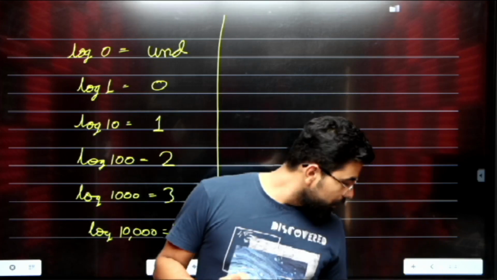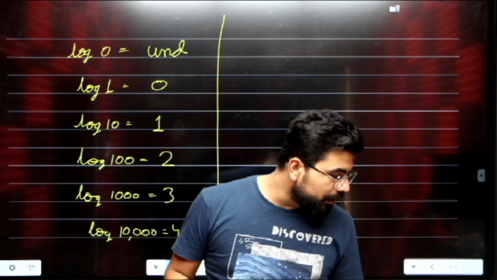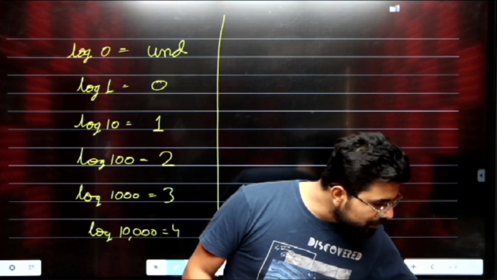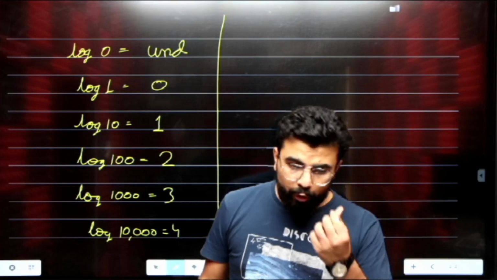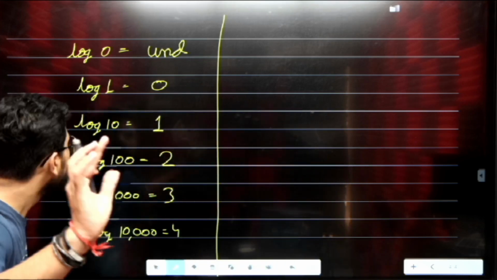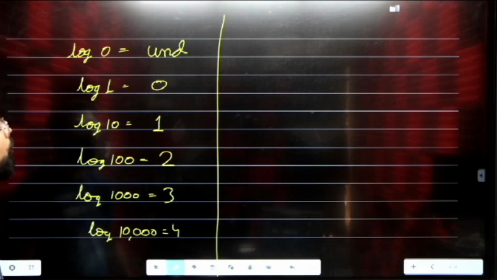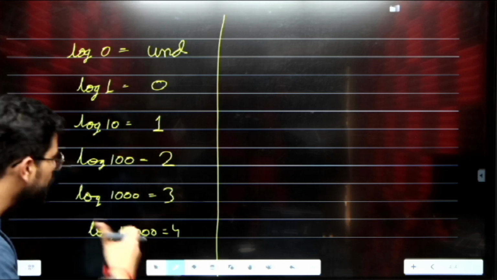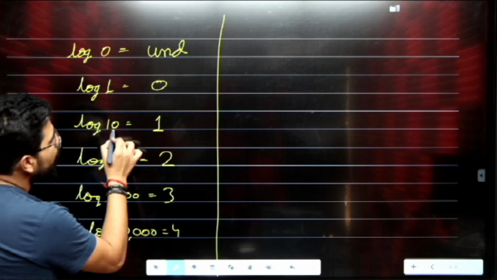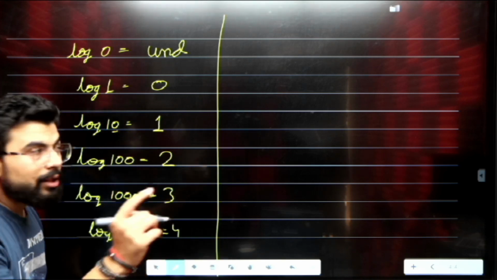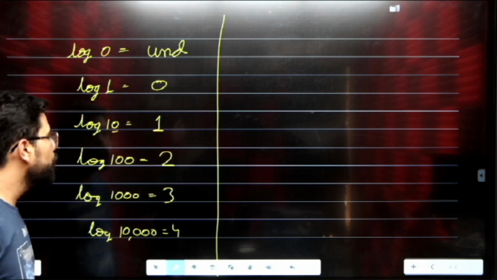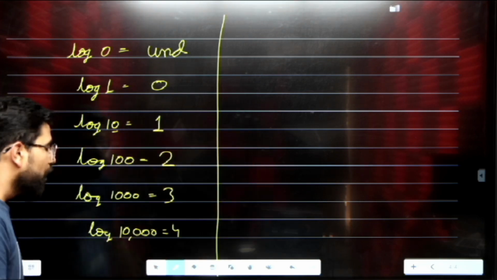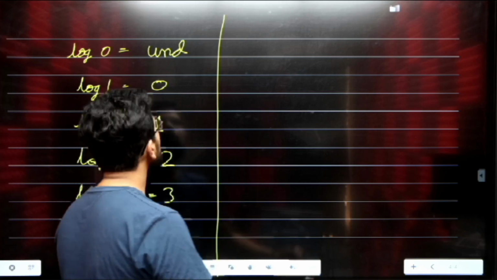See, importance is always of concept rather than anything else. If you understand the concept, the whole game would be easy for you, and if you don't understand the concept, the game is difficult for you. Now tell me, log 0 is undefined, log 1 is 0, log 10 is 1, log 100 is 2, log 1000 is 3. See, if 1 has 1 zero with it, it is 1. If 1 has 2 zeros with it, it is 2. If 1 has 3 zeros with it, it is 3. If 1 has 4 zeros with it, it is 4. Yes or no, guys? Yes.